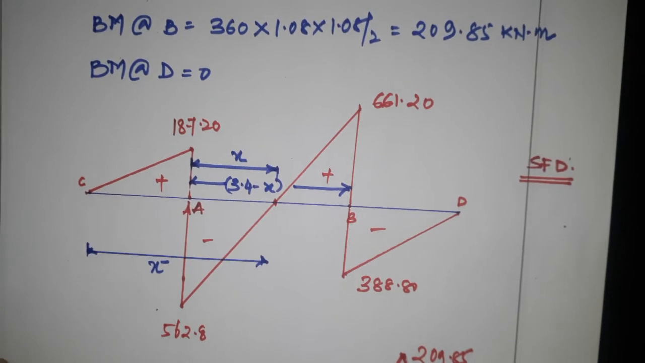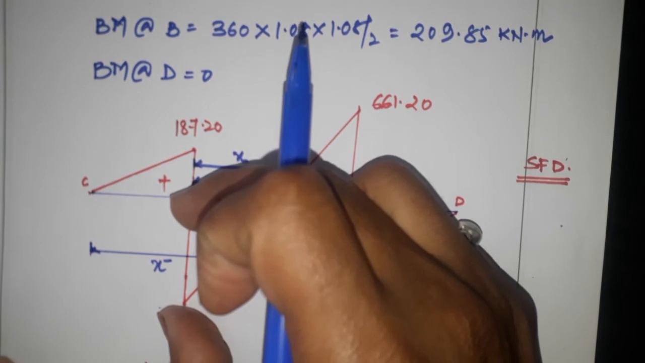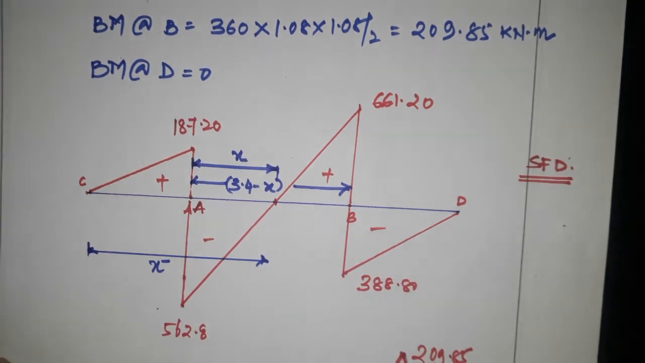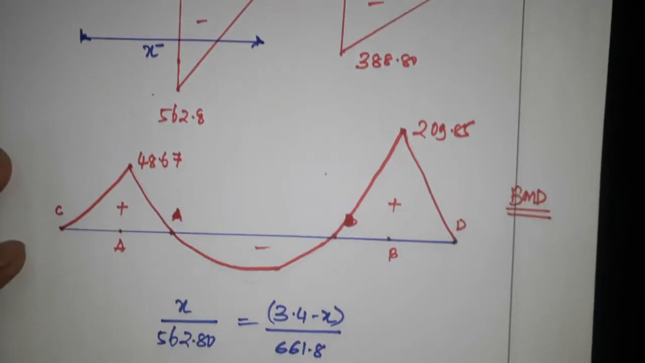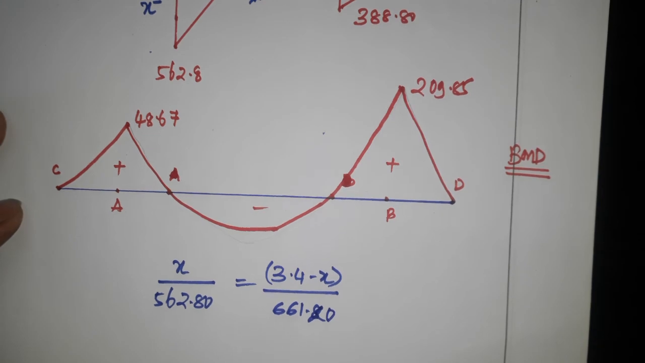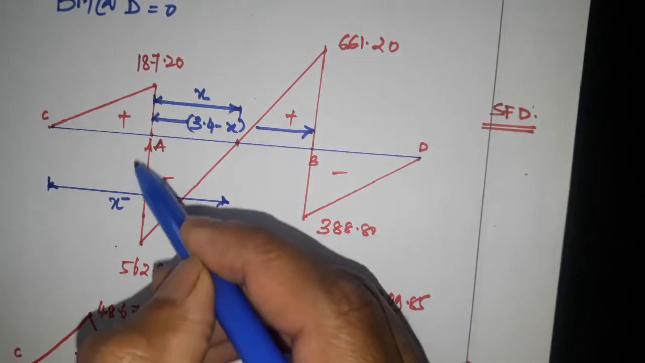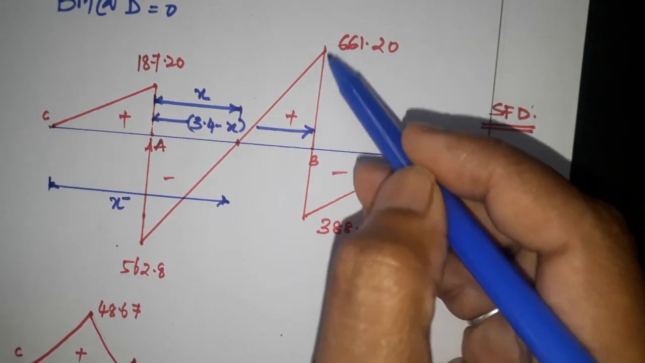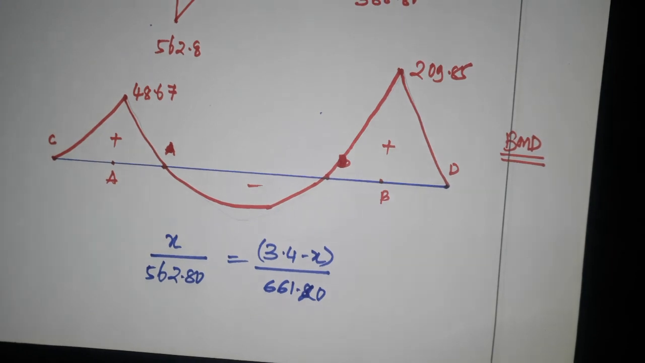So this divided by this, so that is x divided by 562.8 is equal to 3.4 minus x divided by 661.20. Okay, understood? This divided by this is equal to this divided by this, similar triangles. So that is x by 562.8 is equal to 3.4 minus x divided by 661.20.